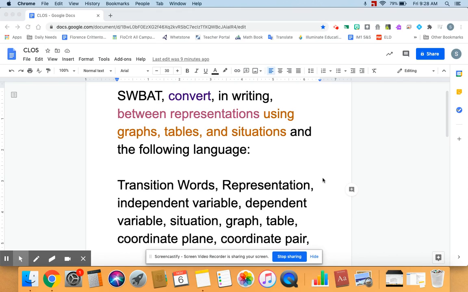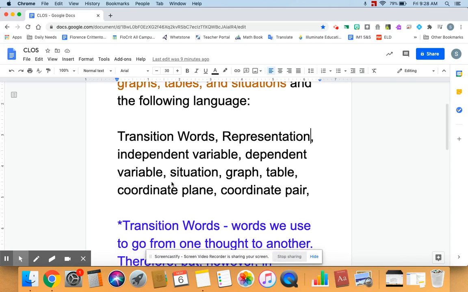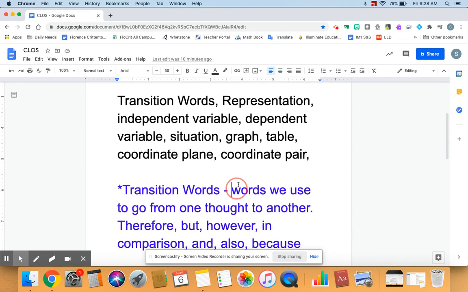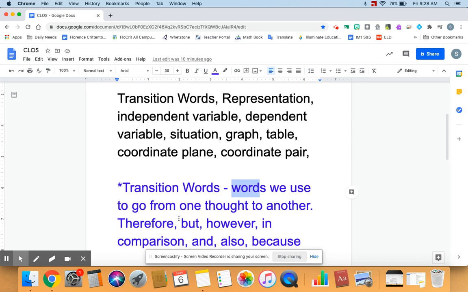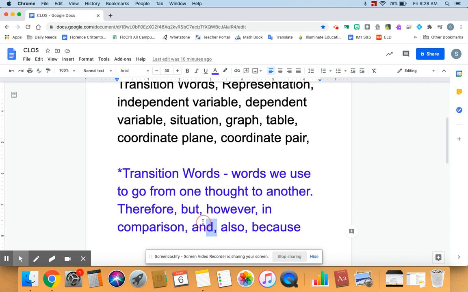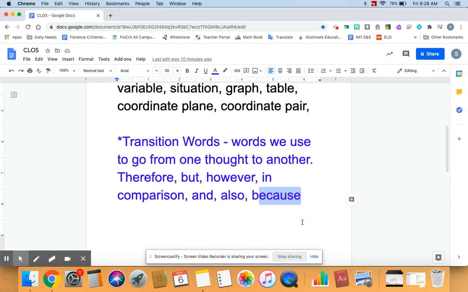The CLO for this lesson is that students will be able to convert in writing between representations using graphs, tables, and situations, as well as the following language. Transition words. Remember, transition words are the words we use to go from one thought to another, things like therefore or but, however, in comparison to, and also because.